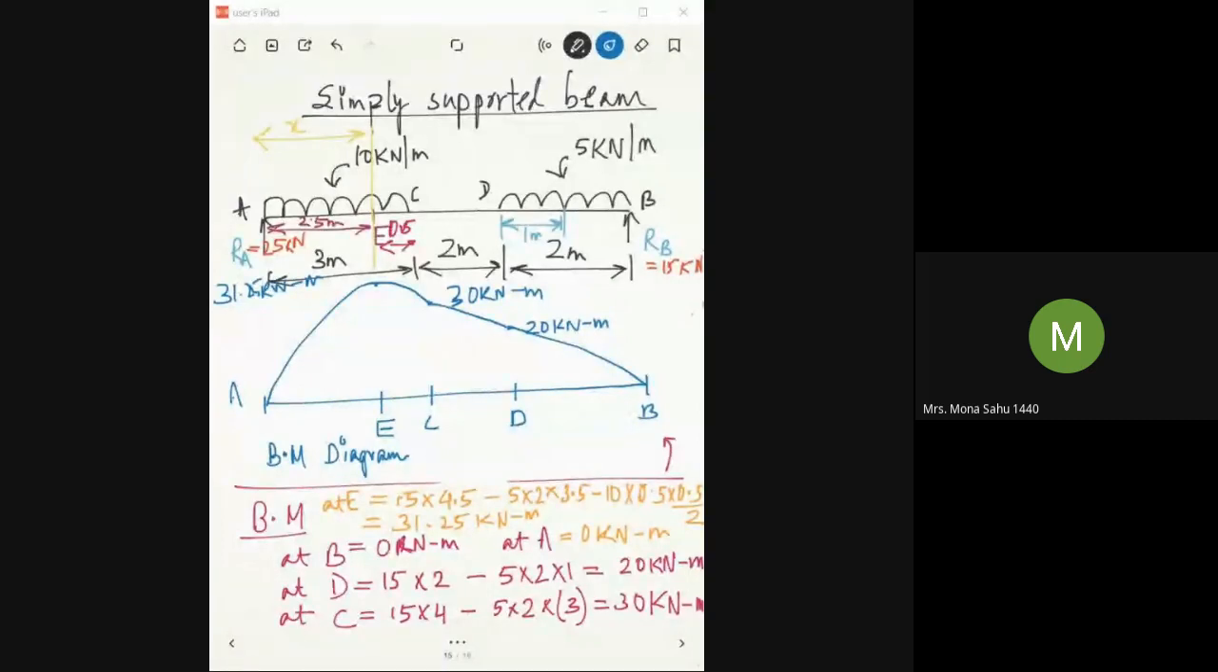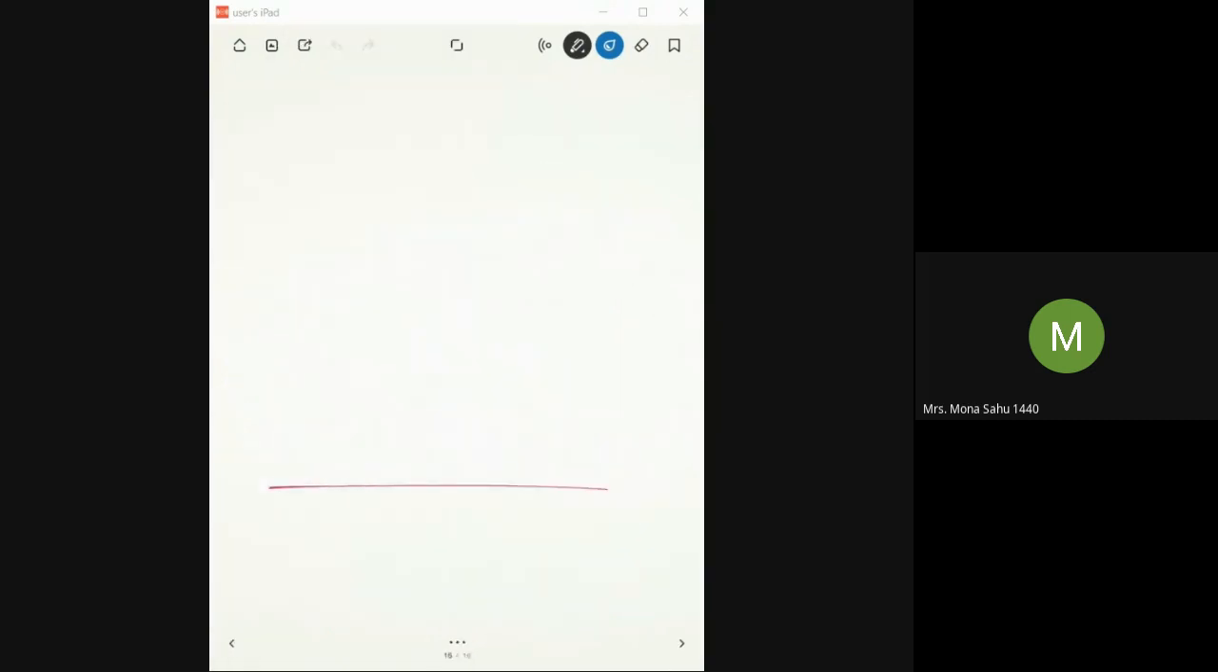You guys are done? Yes, ma'am. Okay, so now what I'll do is I will draw another problem. You can do it as homework. Again, it's a simple problem. Tomorrow we'll go ahead with overhanging. It will take some time for us to understand that.